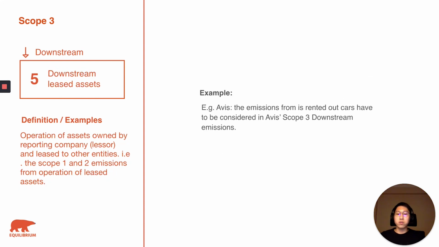Category 5 accounts for emissions from downstream leased assets, which is defined as the emissions arising from the operation of assets owned by the reporting company, which are leased to other entities. An example would be the emissions from the use of cars that Avis, a car rental company, rents out.